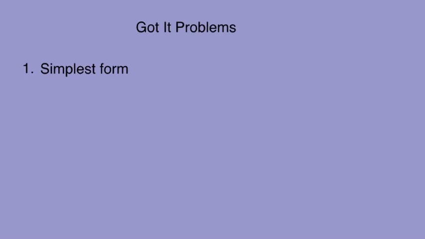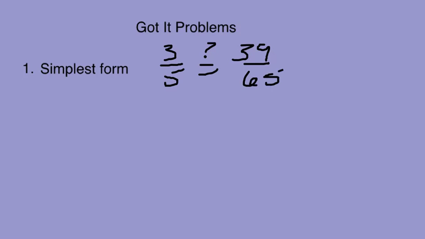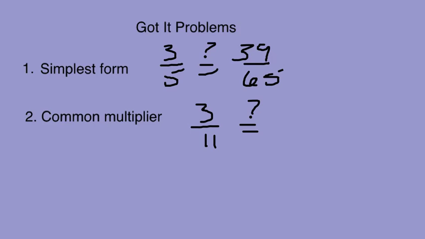Okay, here are your 3 got it problems. And the first problem, I want you to use simplest form, and I want you to tell me if the two ratios, 3/5 and 39/65 are proportional. The second problem, I want you to use the common multiplier method, and I want you to tell me if these two ratios are proportional. I have 3/11, and I want to know if it's proportional to 15/55.